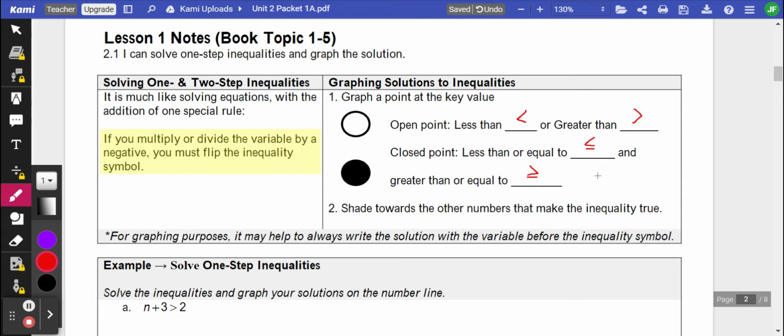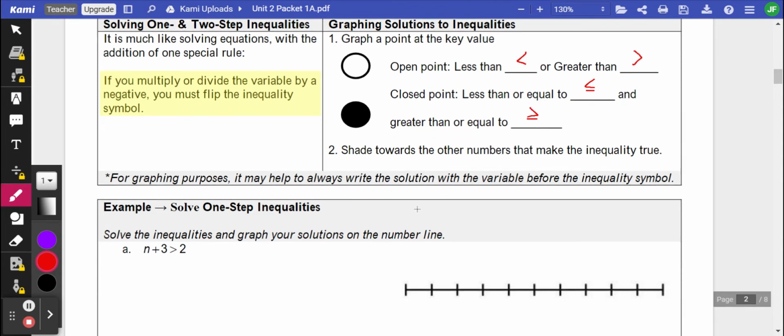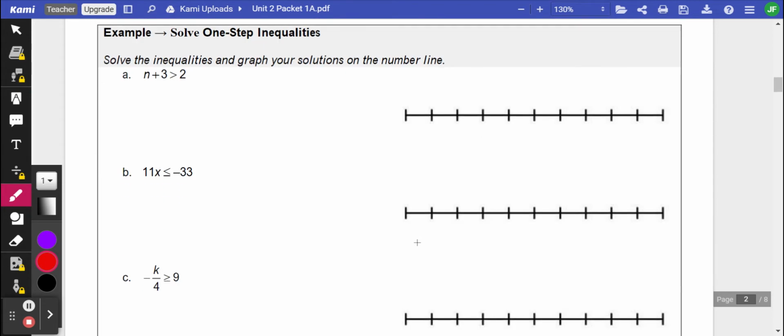One other thing is, as long as the variable comes first, the easiest way to remember this is if you hold your hand up to match the sign, your less than sign looks like an L in your hand. And then it does say for graphing purposes, it may always help to write the solution with the variable before the inequality symbol, and we will do an example to show you what that looks like.